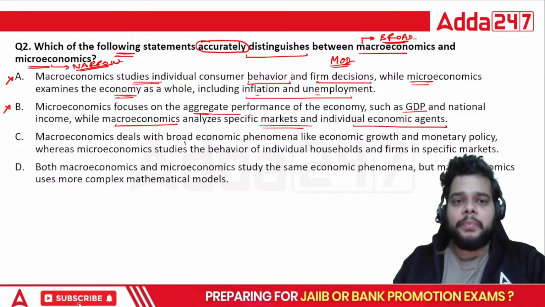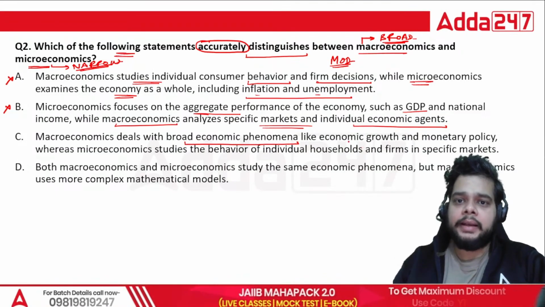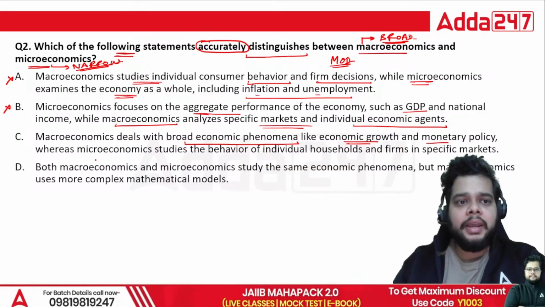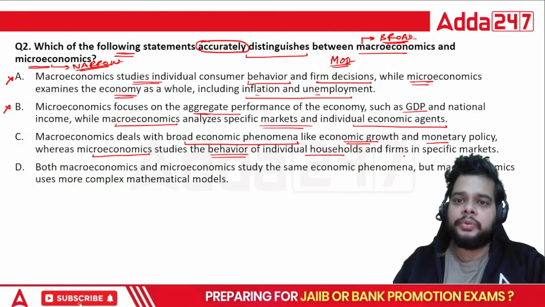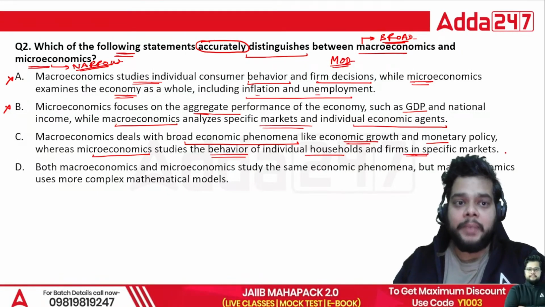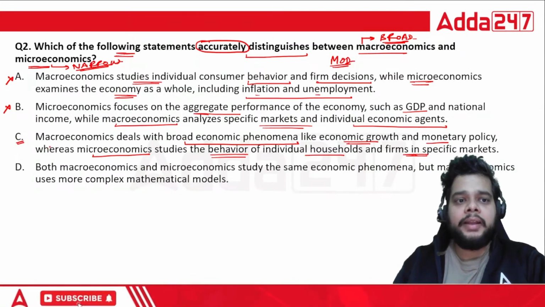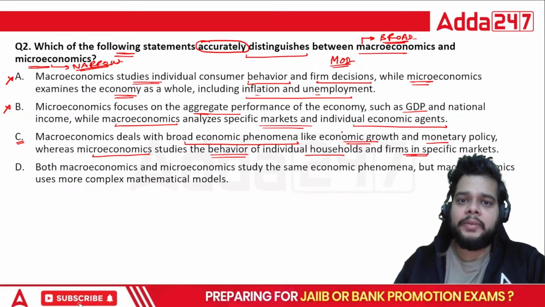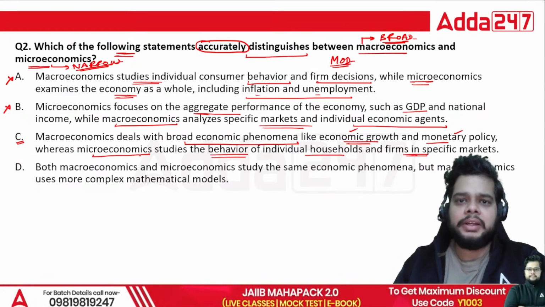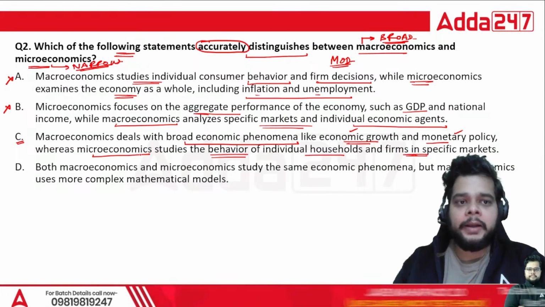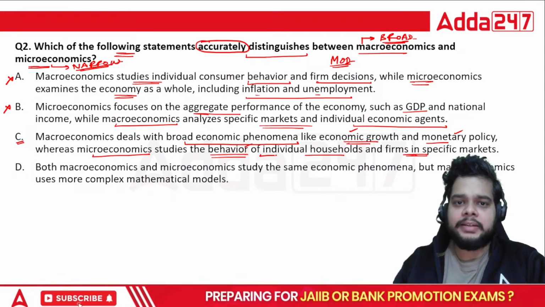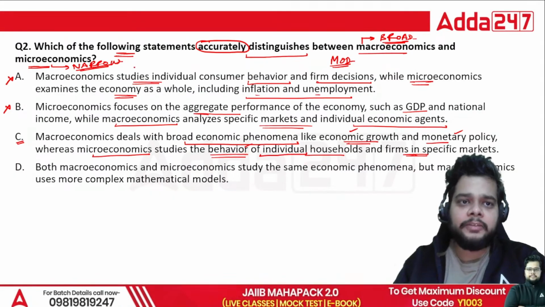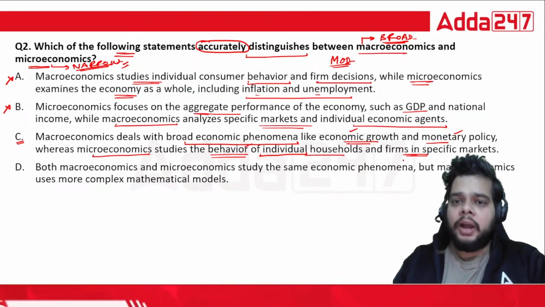C: Macroeconomics deals with broad economic phenomena like economic growth and monetary policy, whereas microeconomics studies the behavior of individual households and firms in specific markets. So that is the most appropriate answer till now. Macroeconomics talks about broader economic phenomena like economic growth, monetary policy, GDP numbers, and per capita income, whereas microeconomics talks about the behavior of the individual. Fine, that is the keyword, the narrower concept, the narrower aspect, as we were telling you: individual households and firms in the specific market.